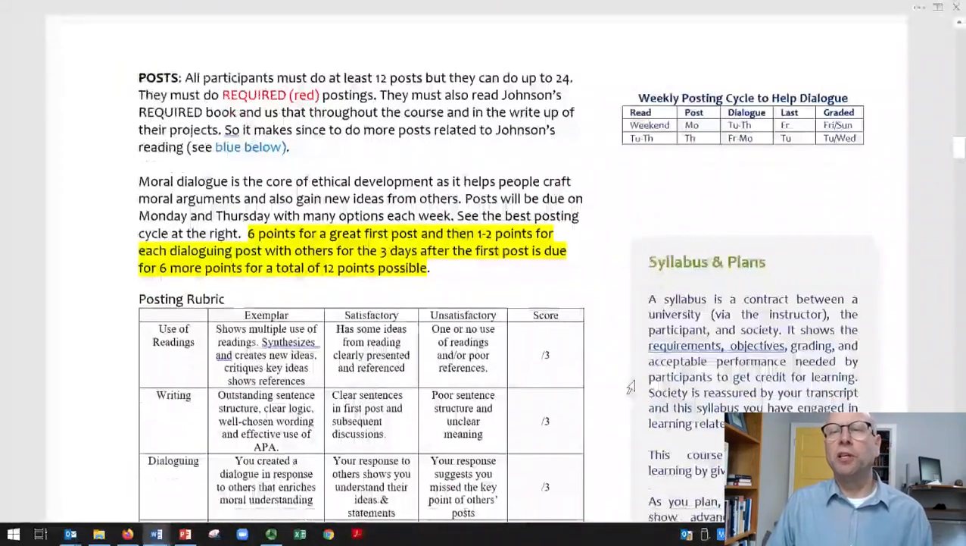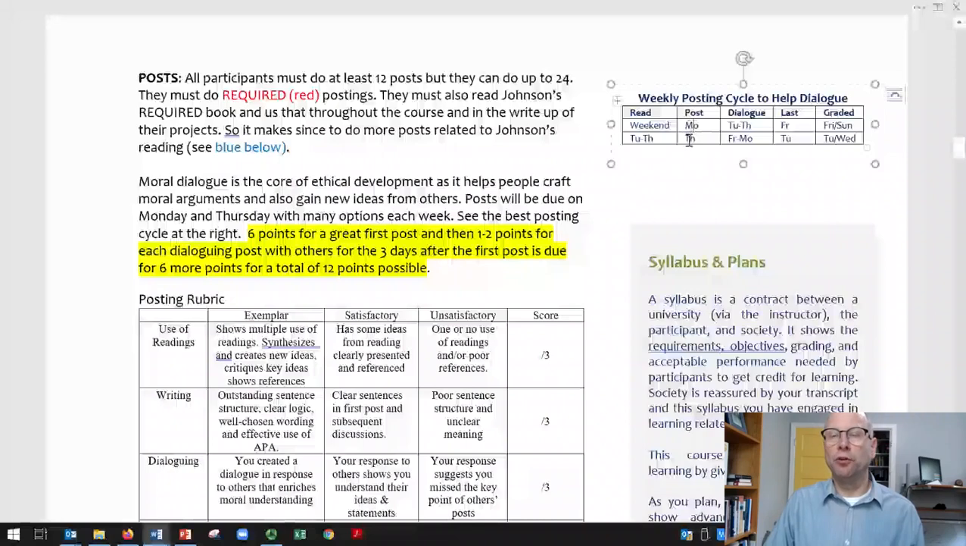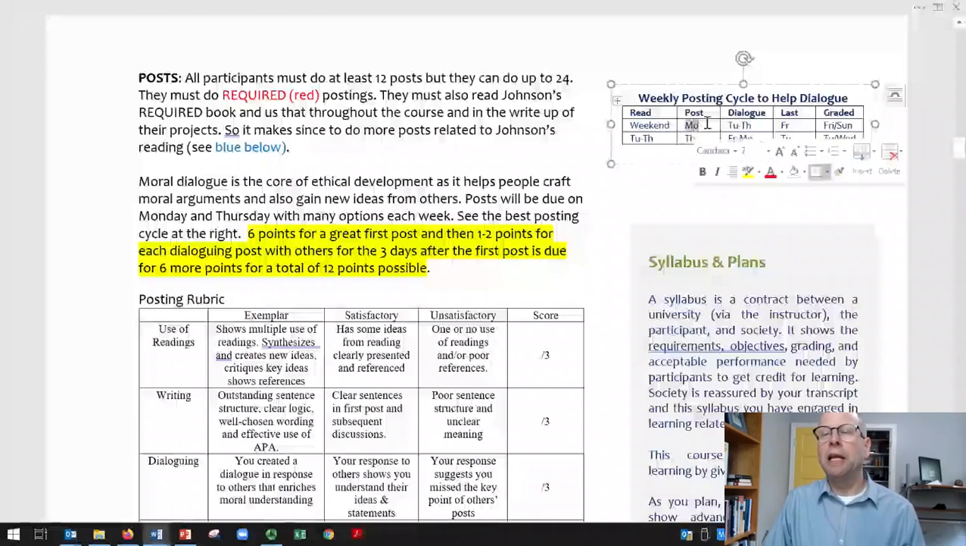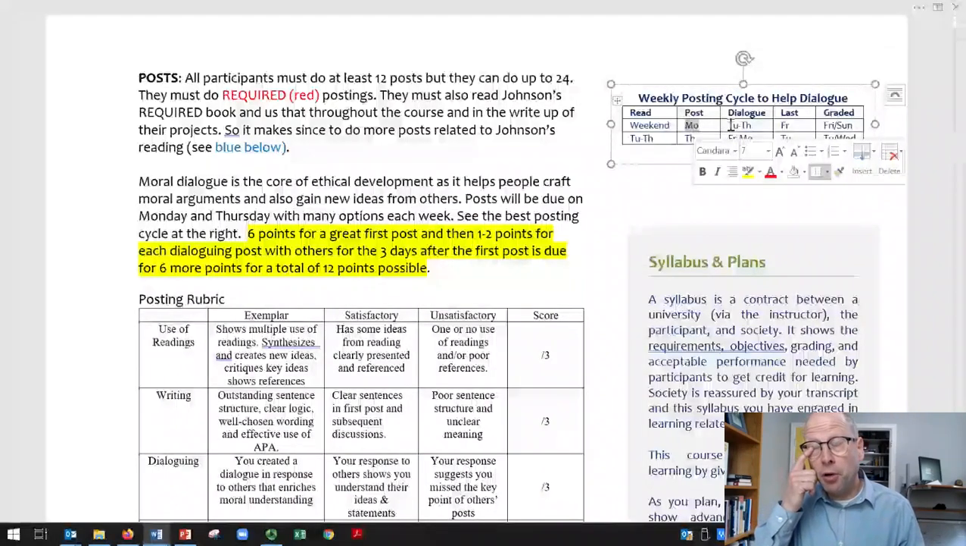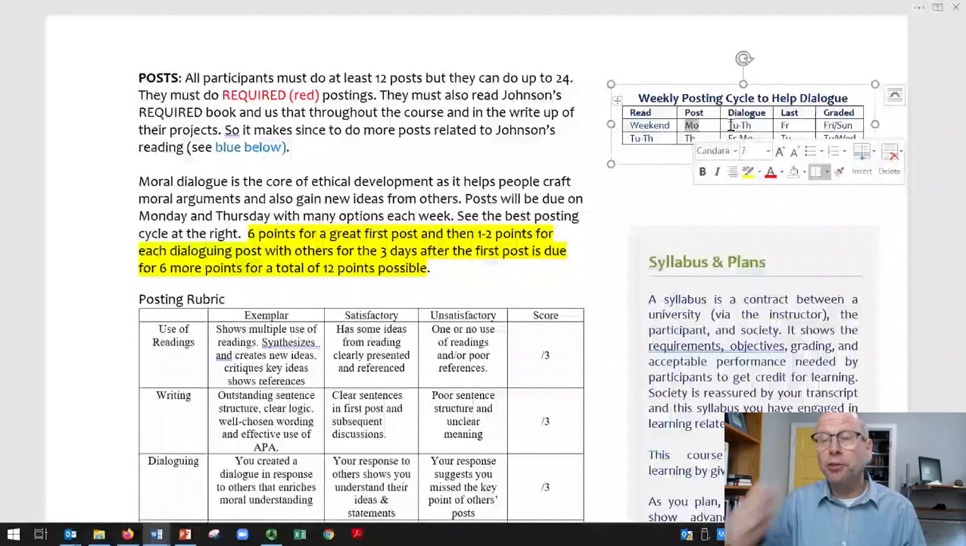Here, for the weekly posts, we're going to do 2 or 3 a week. Some are due on Monday and some are due on Thursday. If you're going to post on Monday, you probably need to start reading on the weekend, start writing on Monday, post on Monday, and then as soon as you post, go back in on Tuesday and Wednesday, see what other people have posted and respond to their posts. And then by Thursday, it should be done. Maybe one last comment here and there on Friday, and then on Friday morning we start grading it.